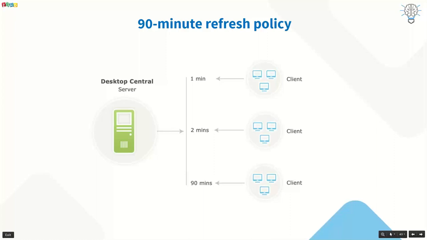In a network of 90 computers, for each minute, one computer will reach out to the Desktop Central server. For a larger network of 9,000 computers, for each minute, 100 computers will reach out to the Desktop Central server. Using this feature, we ensure hassle-free communication from agent to server.